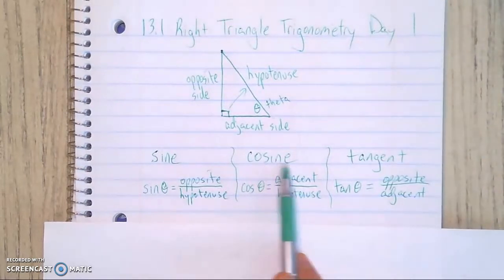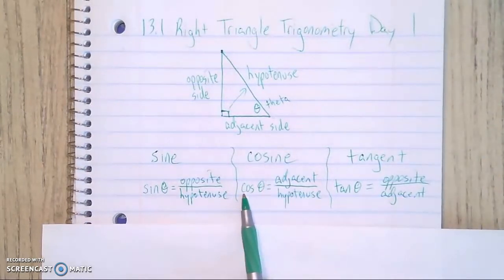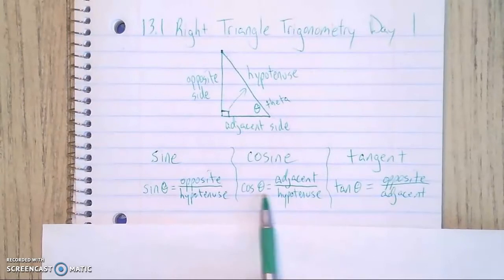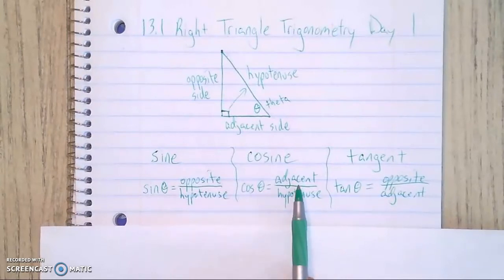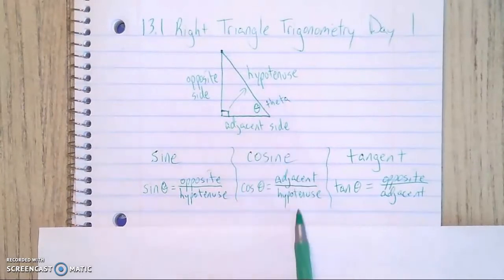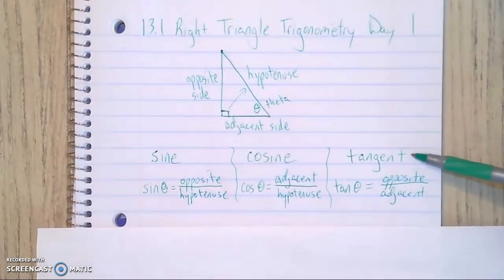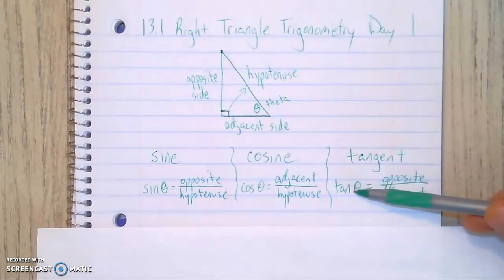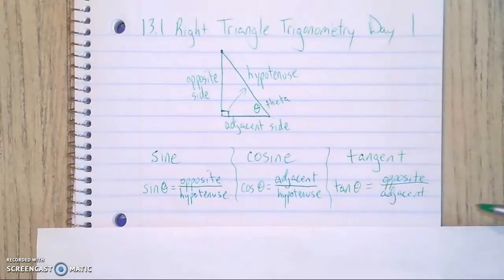Moving on, cosine, abbreviated COS, still pronounced cosine of theta, is another ratio that compares the adjacent side to the hypotenuse. So that's the side that's next to theta compared to the hypotenuse. And finally, the trig function called tangent, that's abbreviated TAN, tangent of theta. That's the one that does not use the hypotenuse at all. It's the opposite over adjacent.